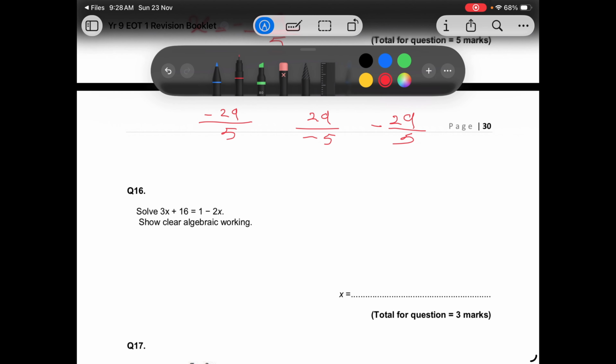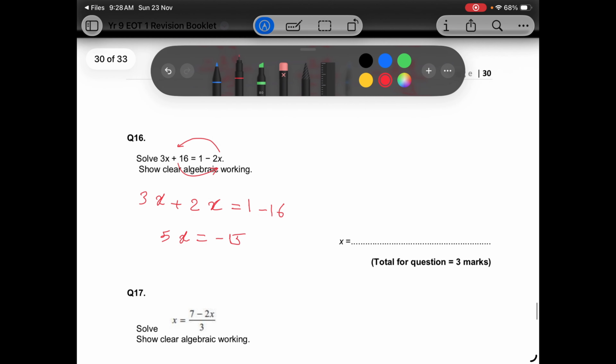Okay guys, here we have this equation where I have to collect all x's on one side and all constants on the other side. It will be 3x plus 2x equals 1 minus 16. Here I have 5x equals minus 15, so we can divide both by 5. Then x will be minus 3.